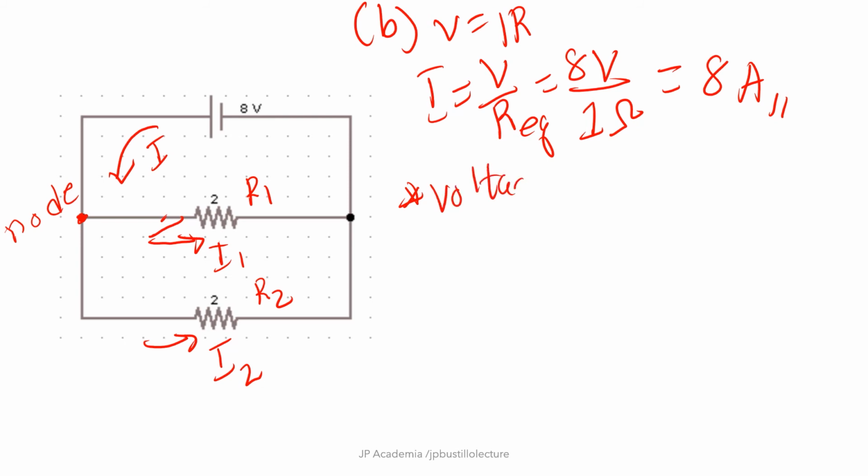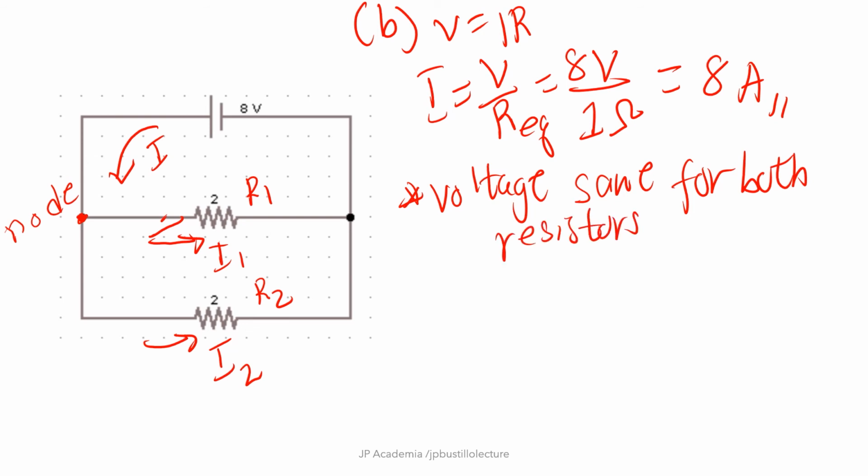If you want to get I1 and I2, what we can do is use the fact that the voltage is the same for both resistors. So both R1 and R2 have the same voltage value or potential drop. Thus the potential drop for R1, let's say that's V1, is just equal to 8 volts, and your V2 has a potential drop of 8 volts as well.